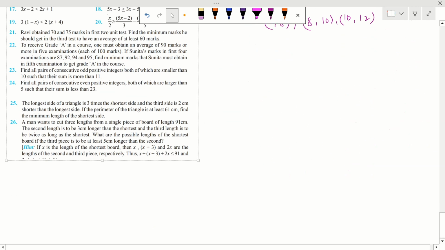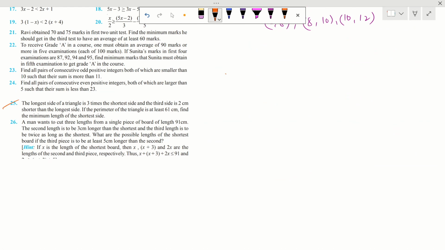The 25th is given here. So the longest side of the triangle is three times the shorter side, and the third side is 2 centimeters shorter than the longest side. If the perimeter of the triangle is 61 centimeters, find the minimum length of the shortest side. Okay, in the 25th problem, I will take the length of the shortest side of the triangle as x.